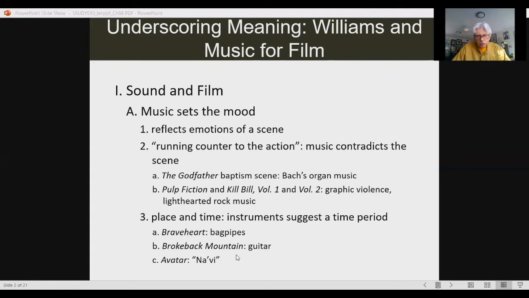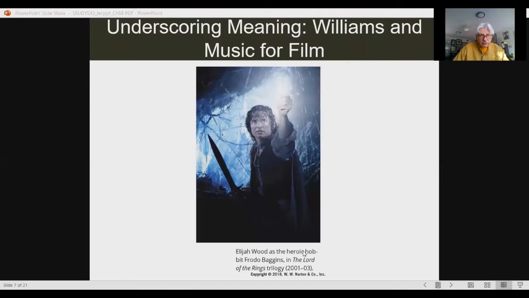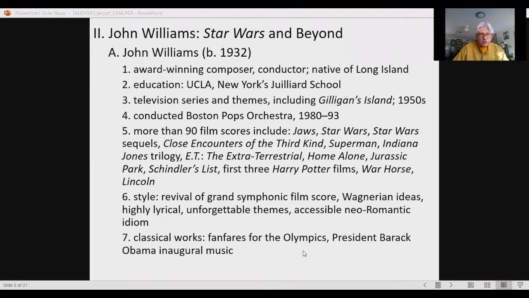Most movies wouldn't be what they are without the music. And although there have been movies made with almost a complete lack of music to make a point, or to create an environment. Again, underscoring, source music, leitmotifs. Lord of the Rings, of course they had music.